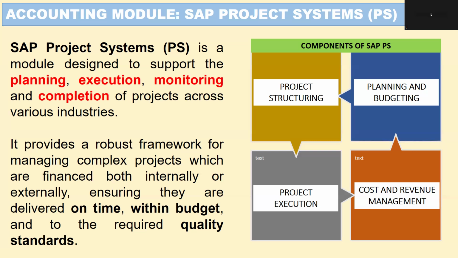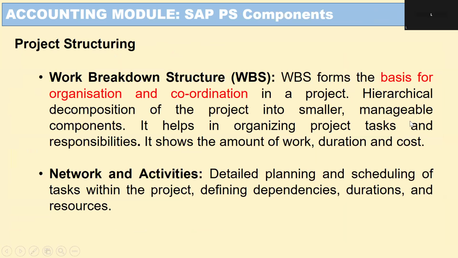The components of SAP PS are project structuring, planning and budgeting, cost and revenue management, and project execution. For project structuring, we have the work breakdown structure. It forms the basis for organization and coordination in a project. It's a hierarchical decomposition of the project into smaller manageable components. It helps in organizing project tasks and responsibilities. It shows the amount of work, duration, and activity. We'll get to see what a project structure looks like in a bit.